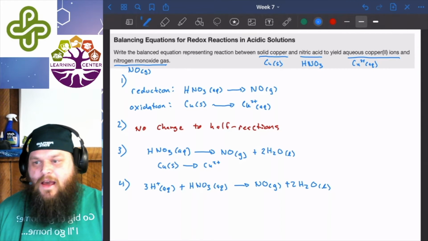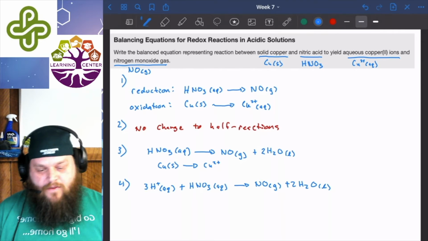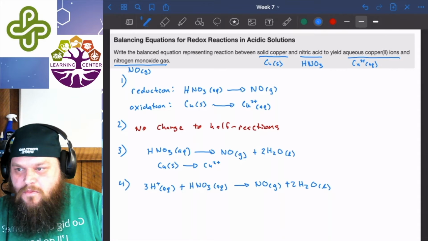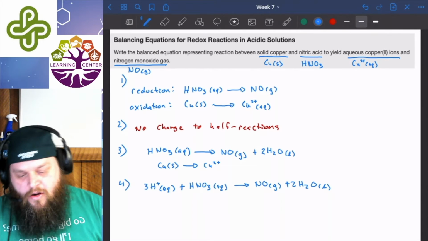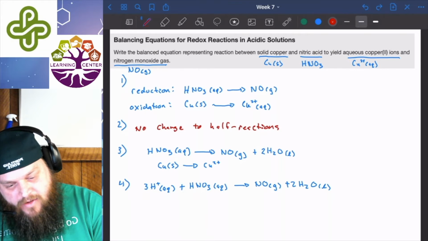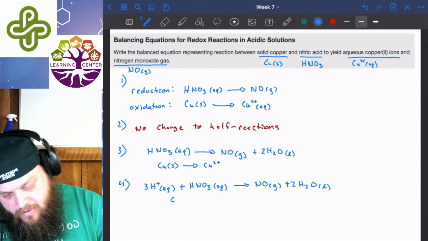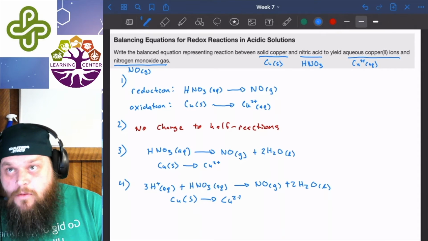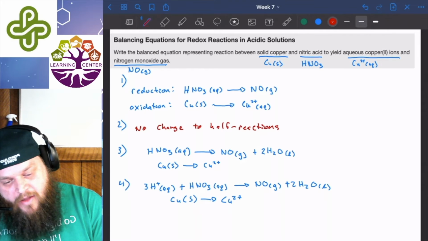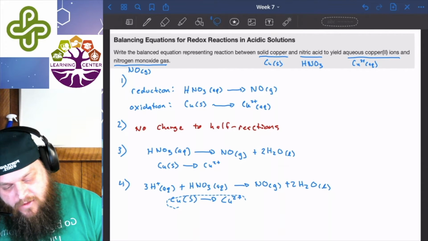So now we need to balance the charge of each side of the reaction. If we notice the total charge of this side of the reaction, I need to write my copper: Cu solid plus Cu2+ as well. So we need to balance both of these reactions based on their charge for this next one.